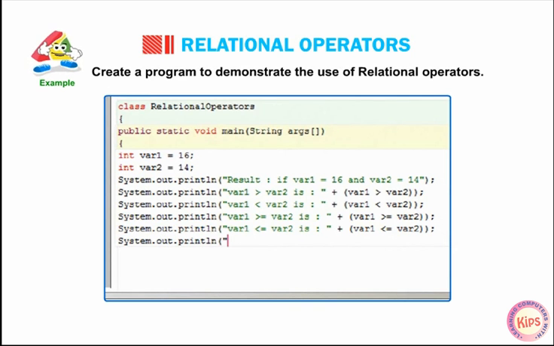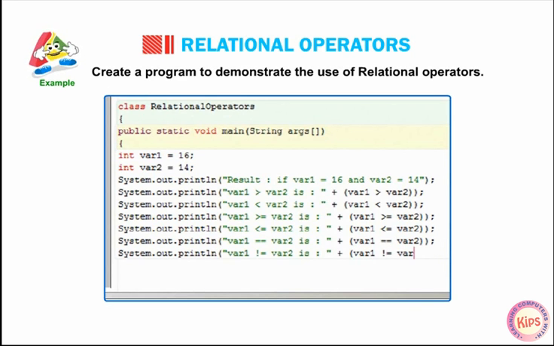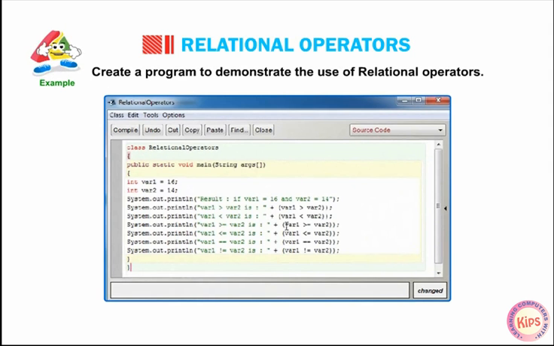System.out.println("variable1 is equal to variable2 is: " + (variable1 == variable2)); System.out.println("variable1 is not equal to variable2 is: " + (variable1 != variable2)); Curly braces close.